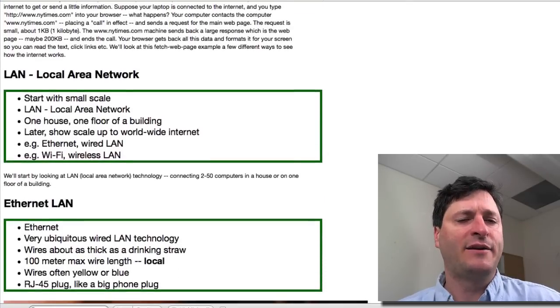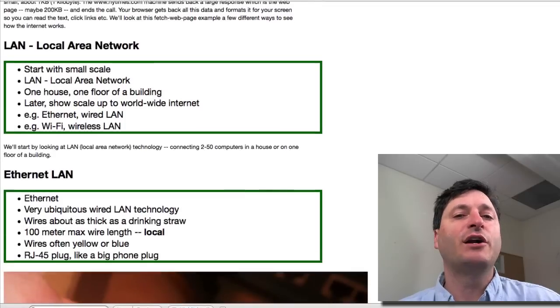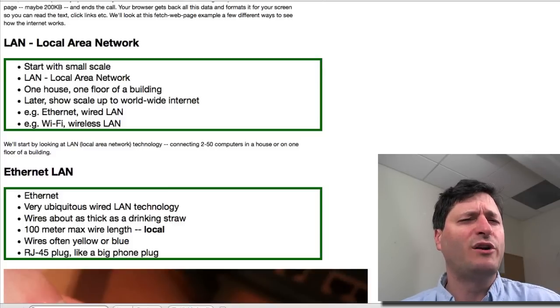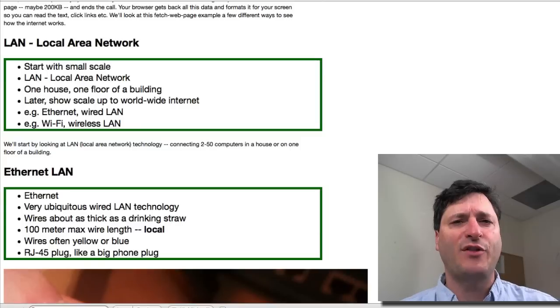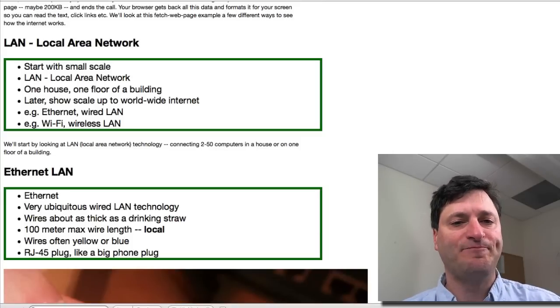A LAN stands for local area network. These are very common. A LAN is a network that would be used to cover maybe one floor of a building, or maybe just within a house or something like that. So I'll talk about that case first, and then in the next section I'll talk about how that scales up to cover the entire Earth with the internet.